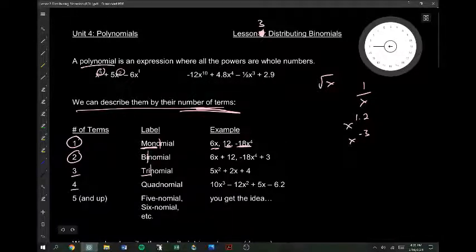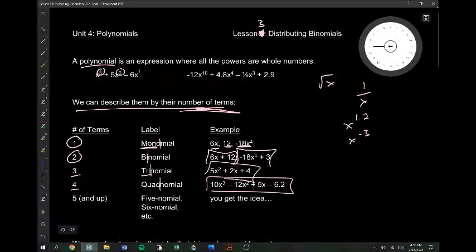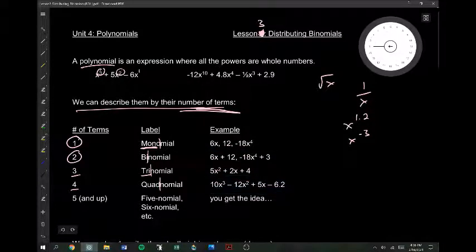And 4 terms, we don't say quadnomial that often, but you can. You can also just say four-nomial. But 4 terms is a quadnomial. So here's a 4-termed expression, here's a 3-termed expression, here's a couple 2-termed expressions. Monomial, binomial, trinomial. Makes it easier for us to discuss what we're talking about with these types of terms.